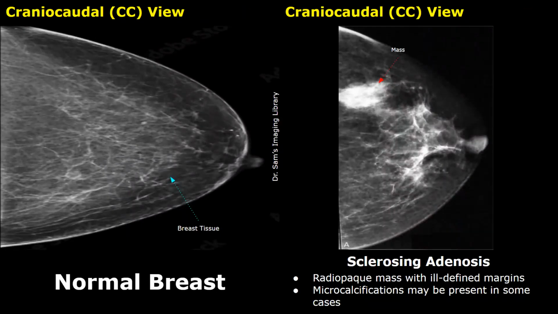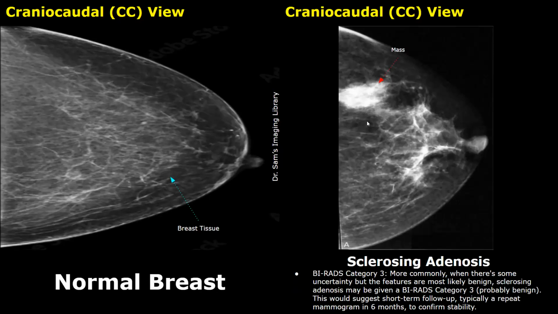Sclerosing adenosis is a benign breast condition in which there is excessive growth of tissues in the milk glands. There is excessive proliferation of the lobules. On mammography, a radiopaque mass may be seen at the location of the milk glands, which are in this region of breast. So here you see a radiopaque mass with ill-defined margins. This type of mass may also have microcalcifications.